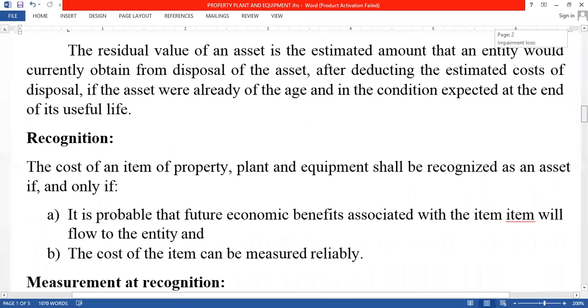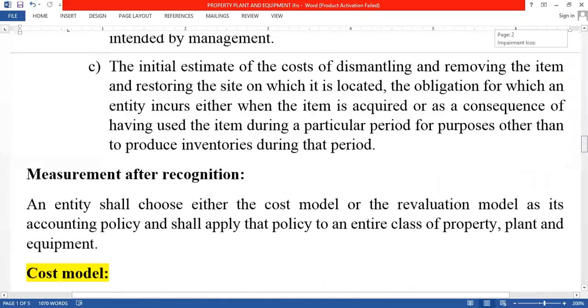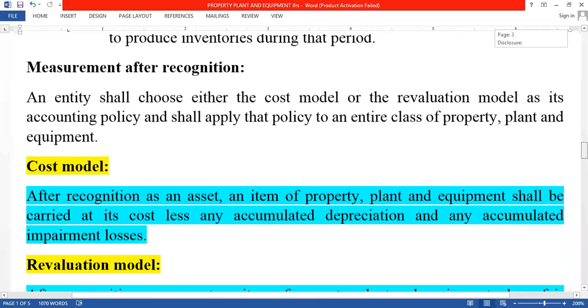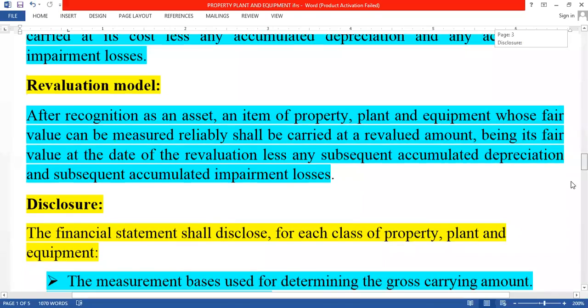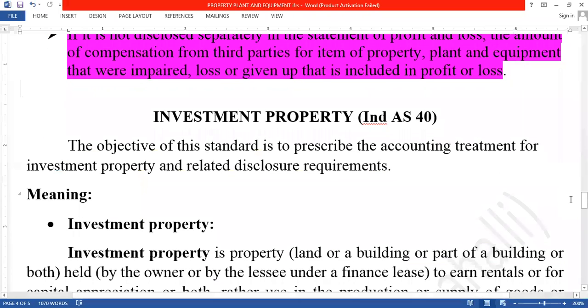So one 2 marks question is possible in this accounting standard, and one 6 marks question is possible in this accounting standard. So this is about property, plant, and equipment. After this, in the next class we are moving on to investment property, Indian Accounting Standard 40, which we will discuss in the next class.